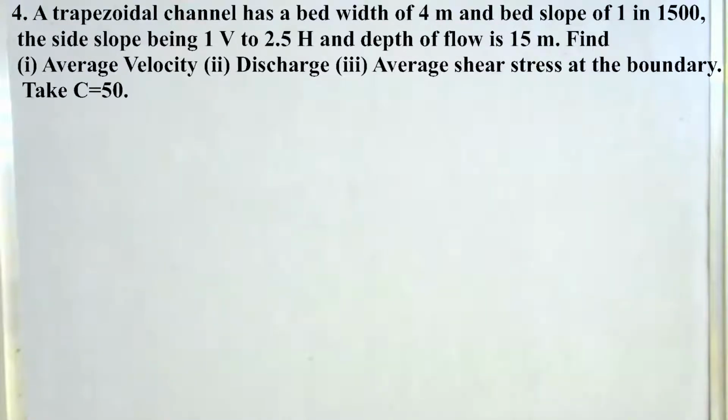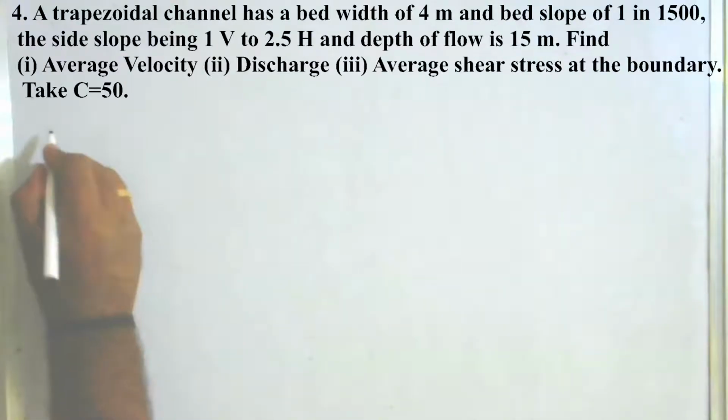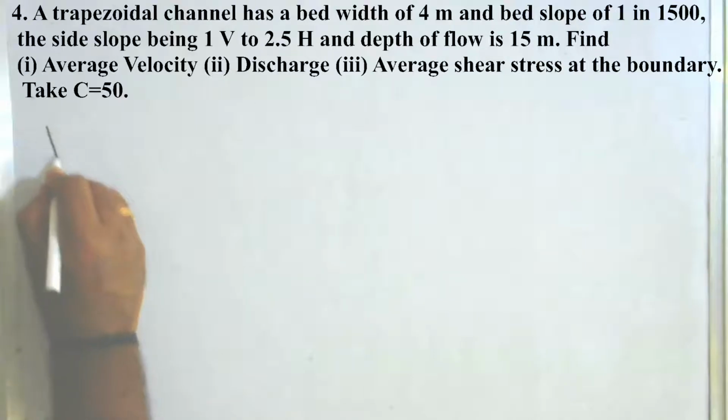Next, problem number 4. A trapezoidal channel has a bed width of 4 meter and bed slope of 1 in 1500. The side slope being 1 vertical to 2.5 horizontal and depth of flow is 15 meter. Find first one average velocity, second discharge, third average shear stress at the boundary. Take C is equal to 50. So this problem is also on the trapezoidal section. So let me write the figure of trapezium.